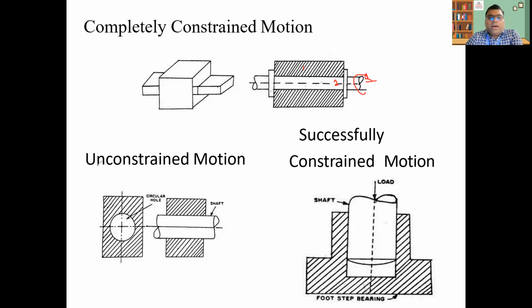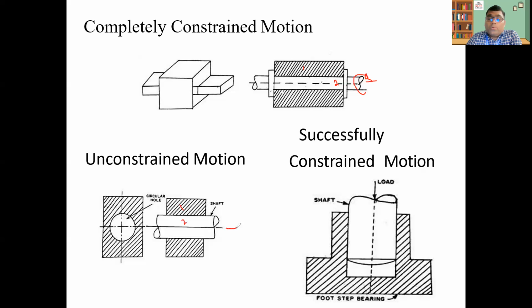Next is the incompletely constrained motion. This is when the motion between two elements of a pair can occur in more than one direction, depending on the applied load. Here we can see element 1 and element 2. This shaft can rotate as well as translate in this hole, depending on the applied load.